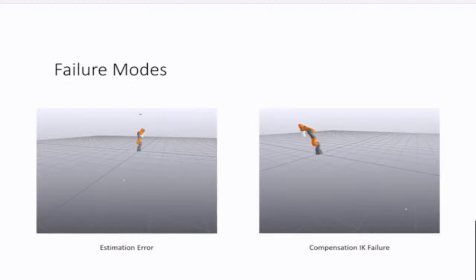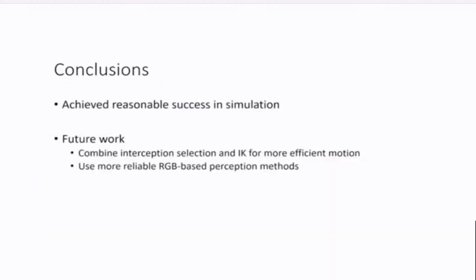However, our system is not perfect. The two primary failure modes are, first, significant error in the estimated pose of the object, resulting in a complete miss. The next is IK failure during the compensation trajectory, which prevents us from compensating for the object motion properly. To conclude, our system achieves reasonable success on the catching task in simulation. Future work could be done to improve the robustness.